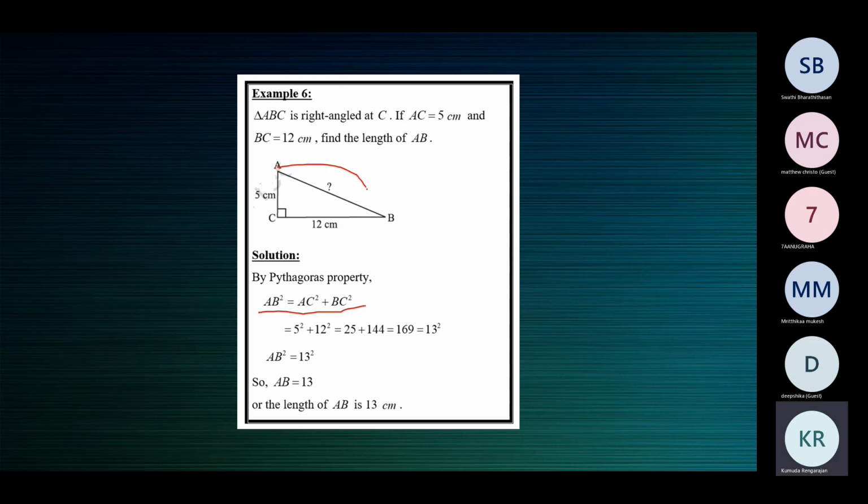Square the longest side separately. We know it's a right triangle, so the Pythagoras theorem will hold good here. The sides are AC, BC, and AB. Which is the longest side? AB. Square that separately always. And that will be equal to the sum of the squares of the other two sides, AC square plus BC square.